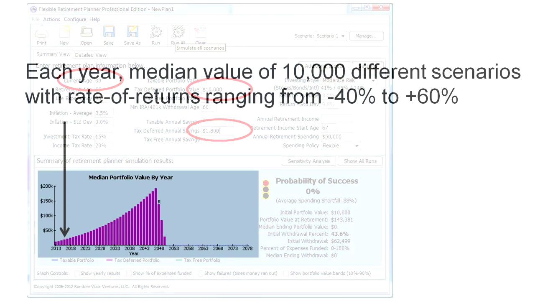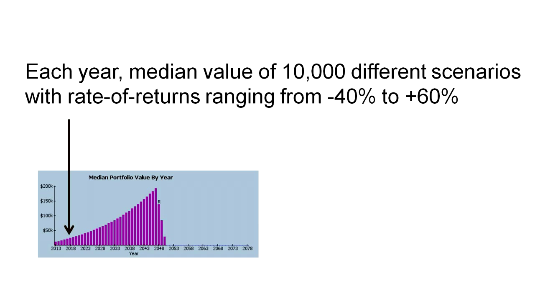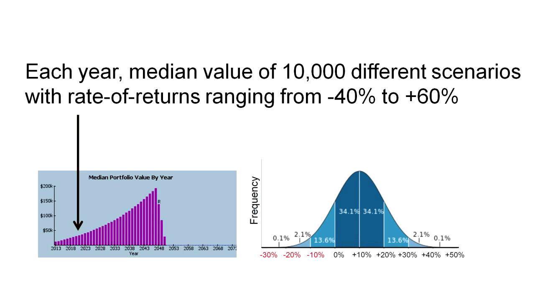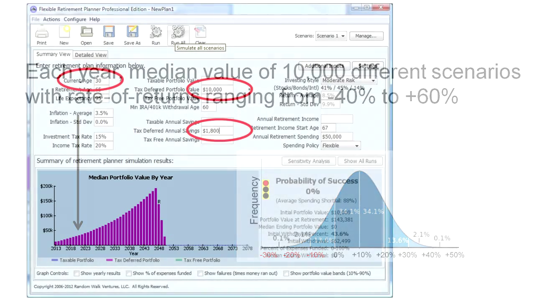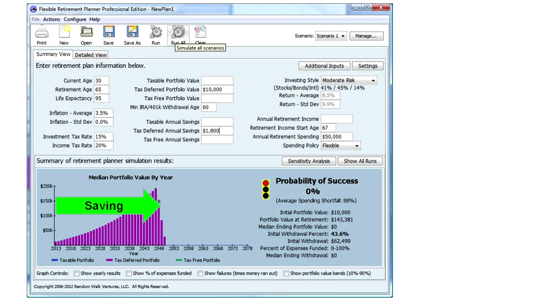If we look behind the numbers, we find the 10,000 rates of return are randomly considered for every year, with about 2/3 of these within one standard deviation of a median value. These years she's accumulating wealth for retirement. These years are spending during retirement, and this is the probability of not running out of money. We can change all these inputs, but the important one that we've left blank is any retirement income.